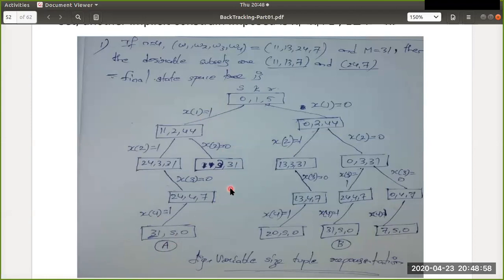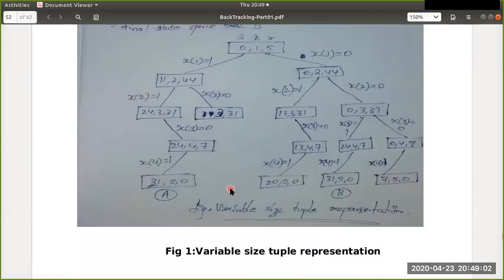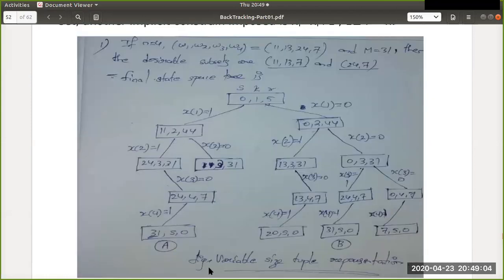After that, I'll discuss this one. Okay, let's see. So this is one formulation of the solution. How it is getting by tracing the algorithm only, we are getting this.